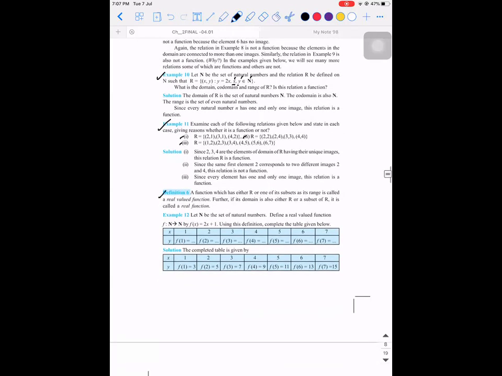Okay. The next type of function that you deal with in math is called the real valued function. Real valued function is nothing but a function whose domain is real numbers. That's it. As simple as that.